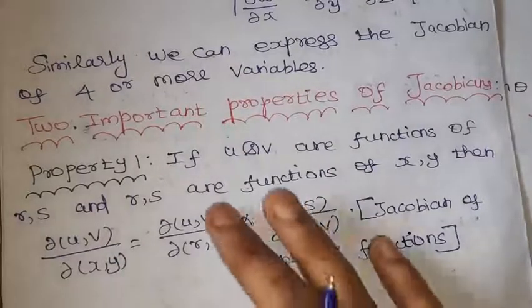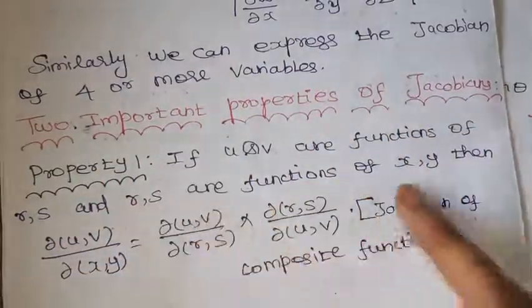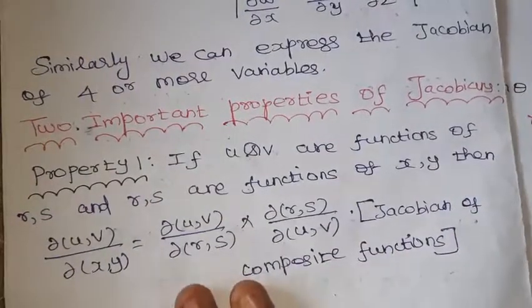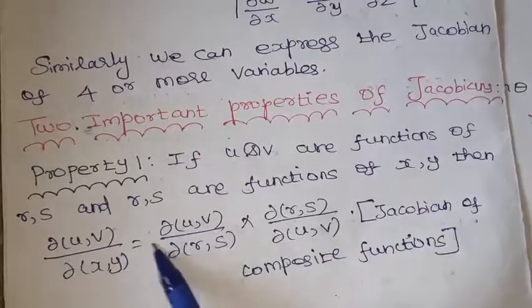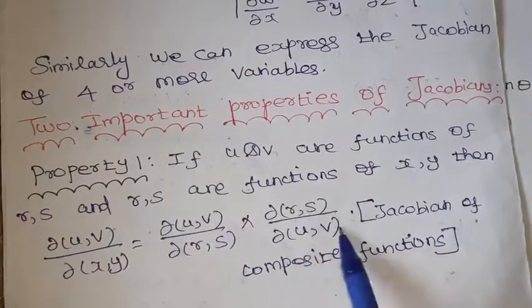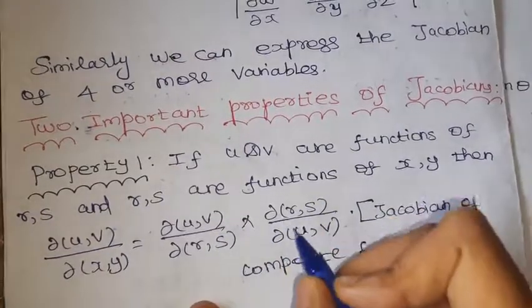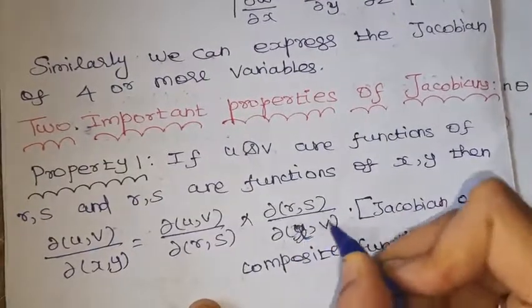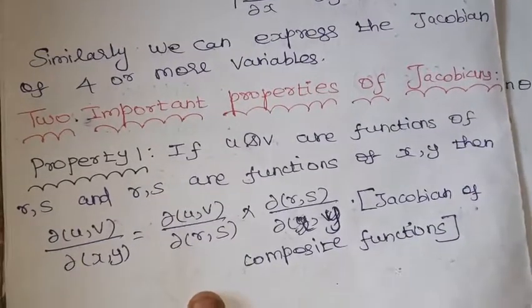In case u and v are functions of r and s, some other variables, where r and s are functions of x and y, then how can we denote the Jacobian? ∂(u,v)/∂(x,y) equals ∂(u,v)/∂(r,s) into ∂(r,s)/∂(x,y). Here the ∂(r,s) terms will cancel. Sorry, it is x, y in the denominator. This is called the Jacobian of composite functions.